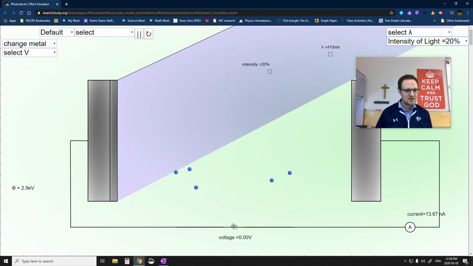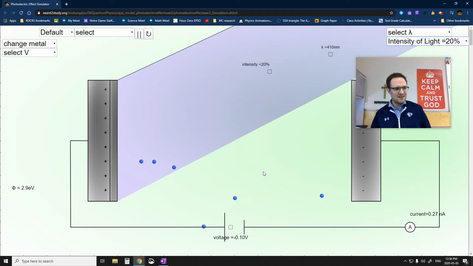So you can see they're going across. Now I put my stop voltage on there, my current goes down. It's not down to zero because some are still getting across. So some still have enough kinetic energy to get across, but some, the ones that were deeper down that used more energy to get out, don't have enough energy to get across.